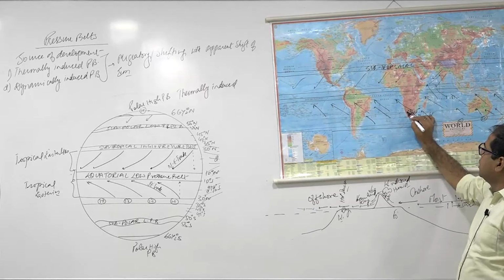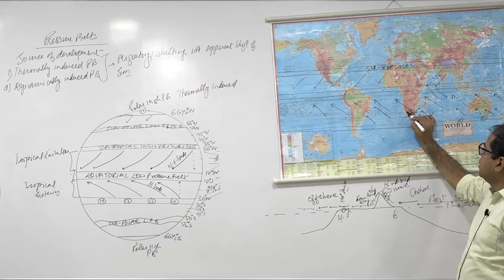Kalahari desert, Botswana. The wind has been moving away from the coast. So which desert is this? Which desert is this? Namib desert.